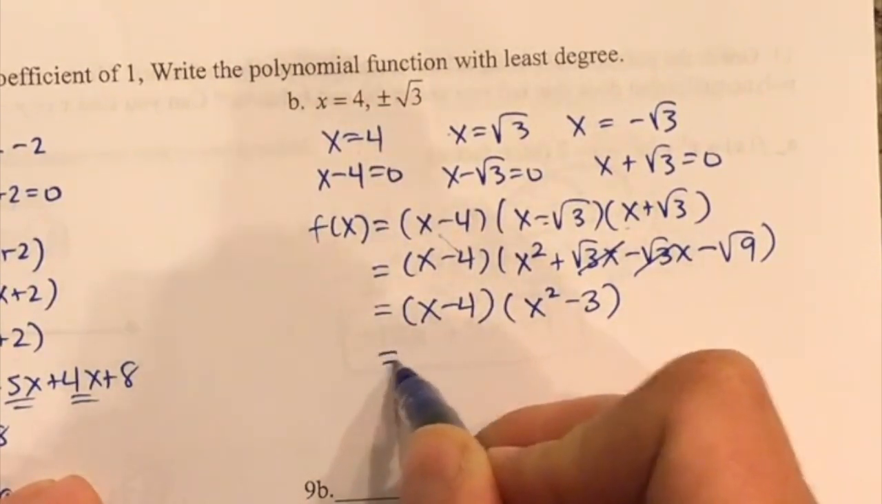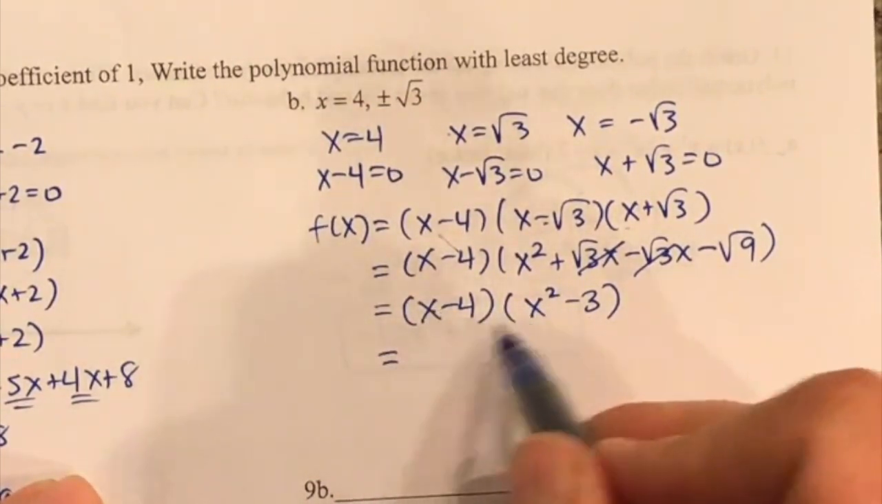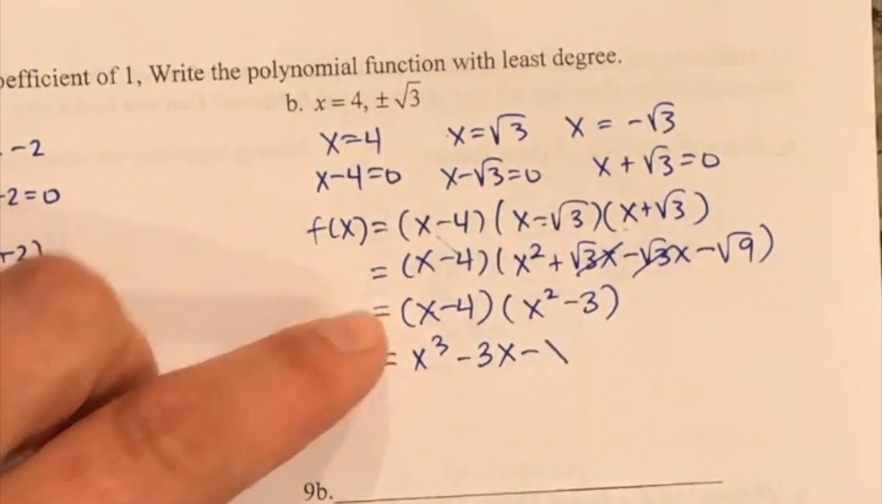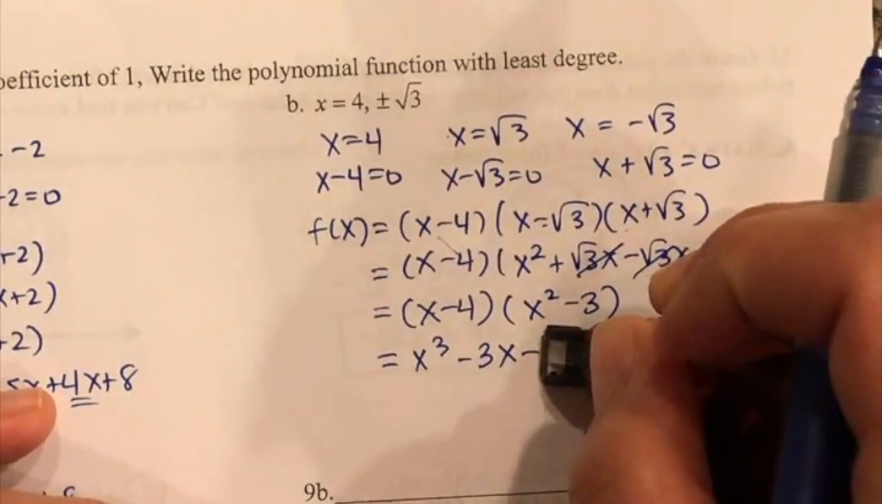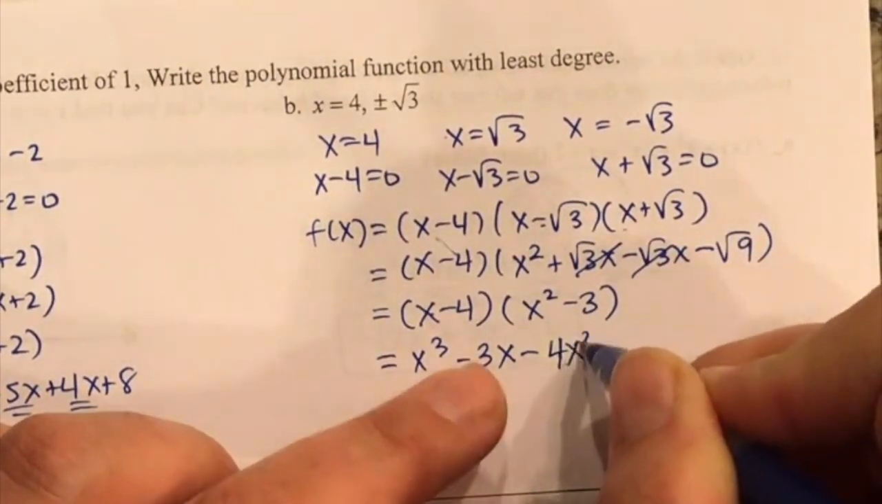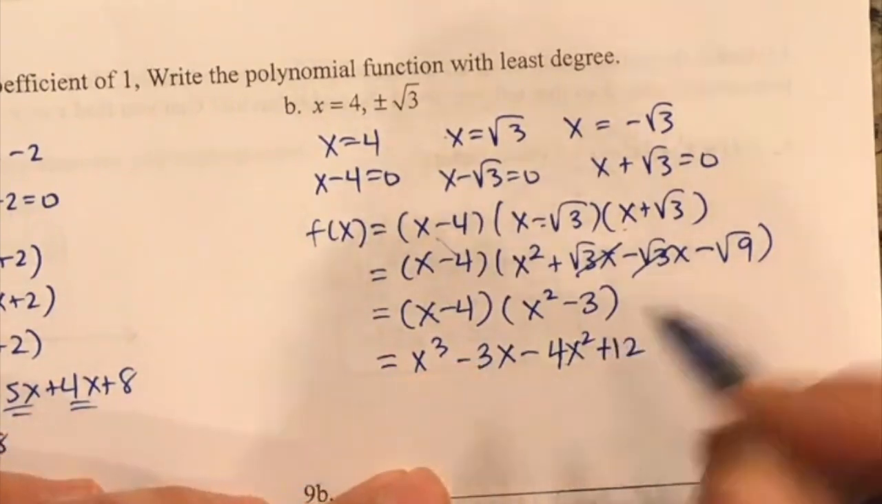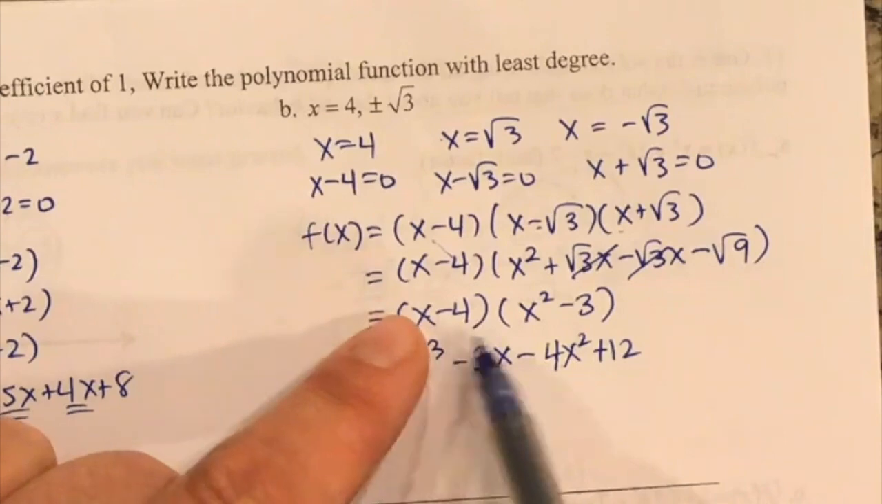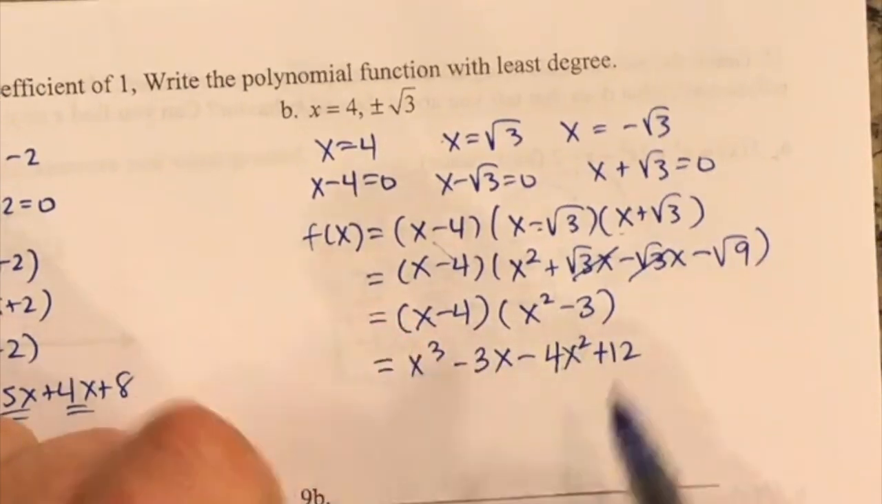What am I doing? Now I'm going to multiply again. Clean these guys up. So this gives me x cubed minus 3x minus 4x squared plus 12. And double check my math there. x cubed minus 3x minus 4x squared plus 12.